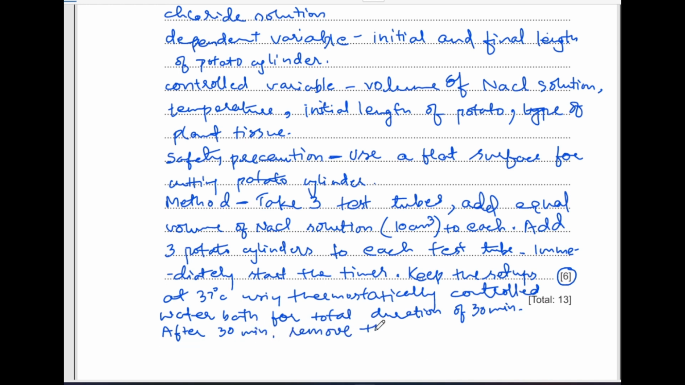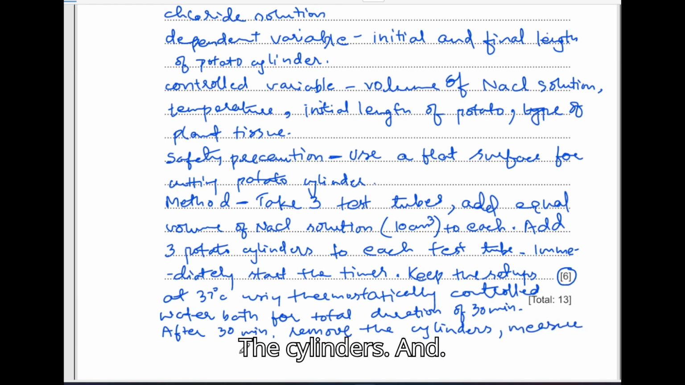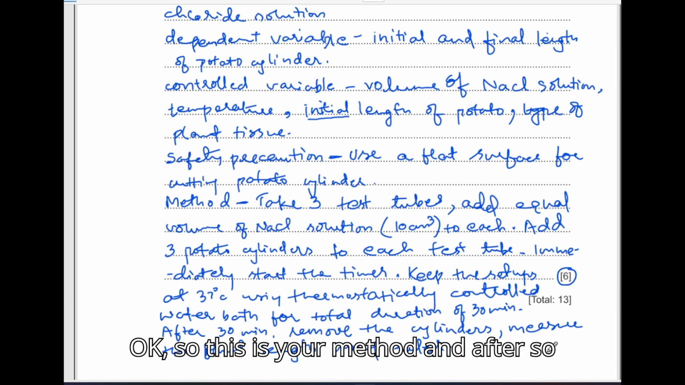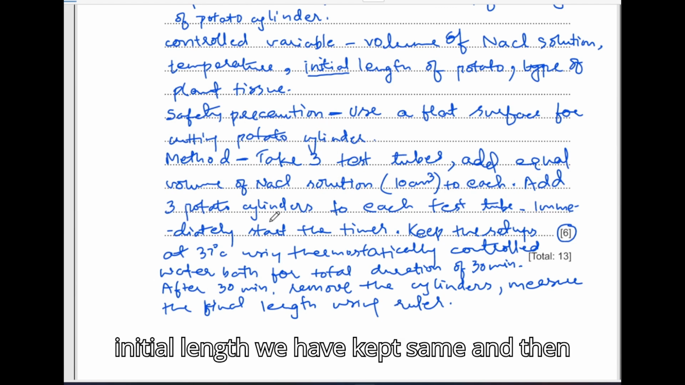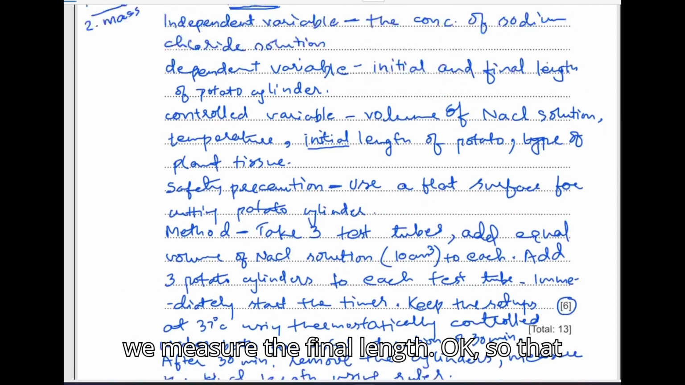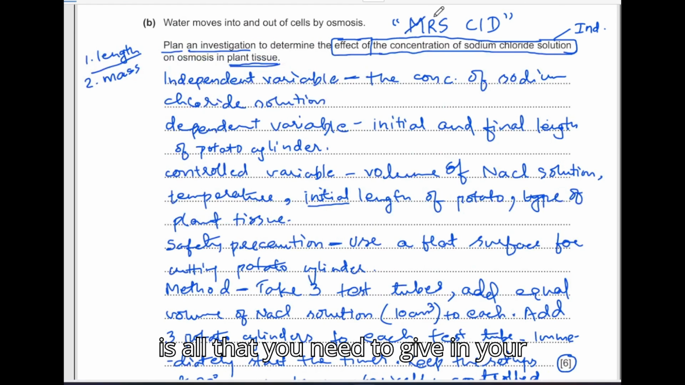After 30 minutes, then what will you do? After 30 minutes, remove the cylinders and measure the final length using a ruler. Okay, so this is your method. First we measured the initial length, we kept everything else the same, and then we measured the final length. Okay, so that is all that you need to give in your method.